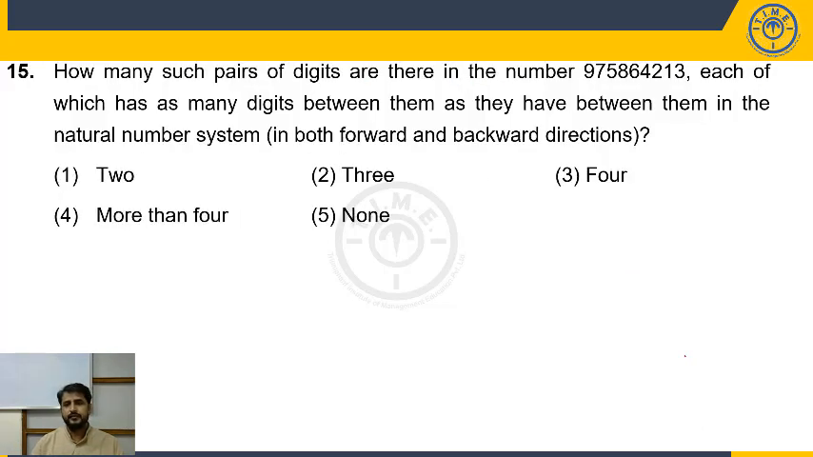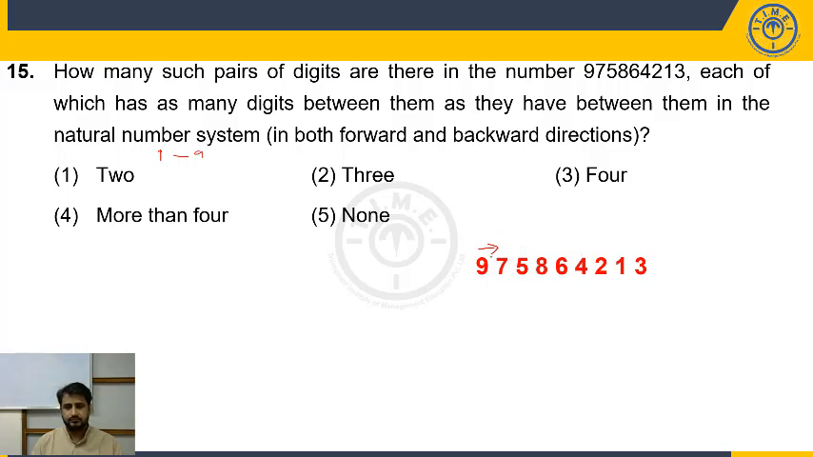How many such pairs of digits are there in the number 975864213, each of which have as many digits between them as they have between them in the natural number system? So we have to start counting from 1 to 9 digits. Let's see. 9. First count in the forward direction.